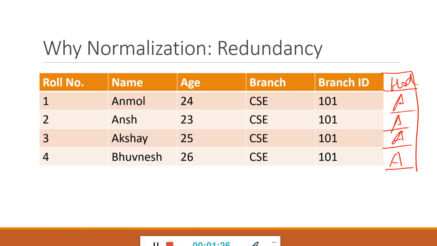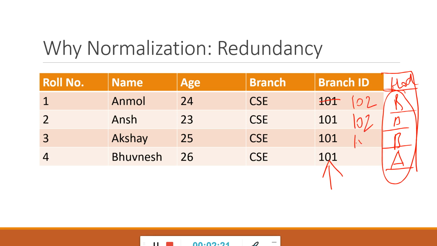When we update the table, let's suppose today's HOD is A, and tomorrow the new HOD comes, and it is now B. By mistake, if we updated all the records with the HOD B, and by mistake the fourth record was left for updation, then what will happen? Or another condition we can take: branch ID today is 101, and for some reason we need to update the branch ID to 102. We start updating it to 102, 102, 102. We have updated it, but I forgot to update this 101, what will happen?